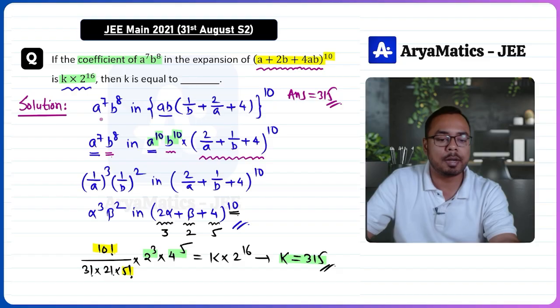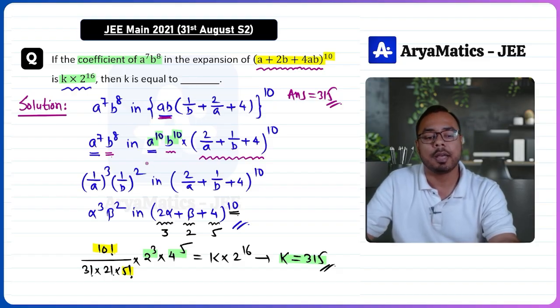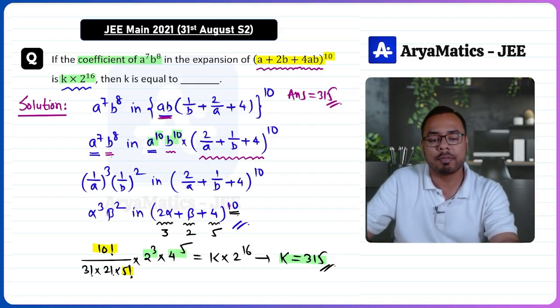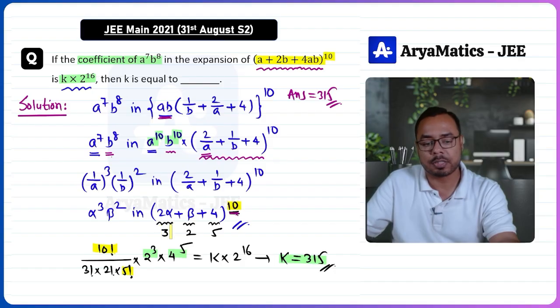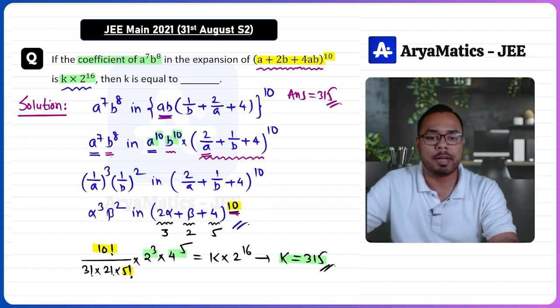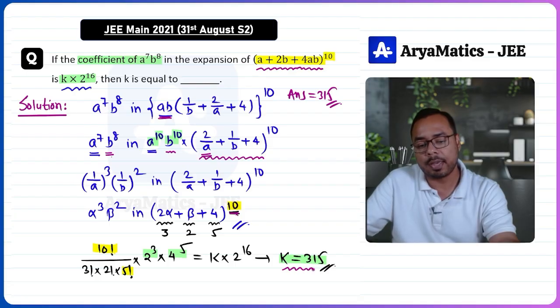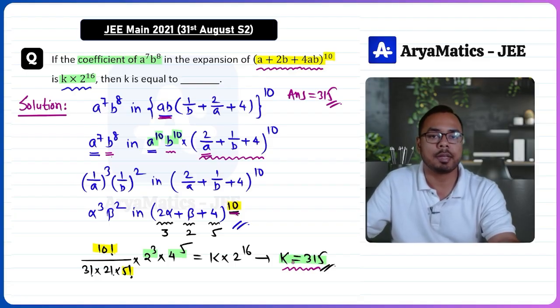So you can see that with one simple trick, just taking ab common from here, how easily we can directly solve this problem. Obviously, we need to know the multinomial theorem for that, but now you can directly see what the exponents of these three terms, alpha, beta, and the constant term, should be. Once you take this common, and I need a^7 where we got a^10 here, that means we need 1 by a cube. Similarly, 1 by b square. So we need to distribute the exponent in this manner: 3, 2, and 5. Finally, after calculation, you will get k as 315, and that is the correct answer for this problem.